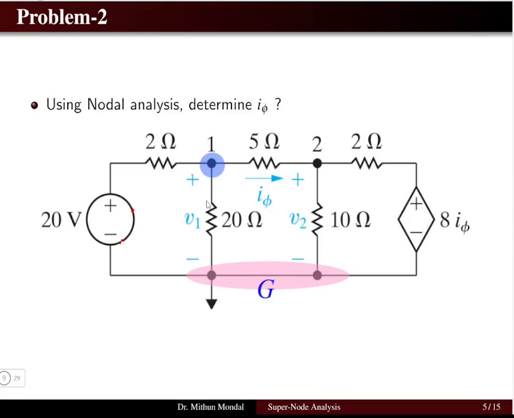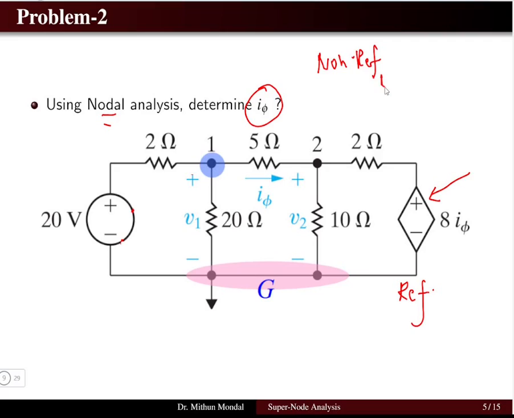Let us discuss the second problem. In the second problem, we have to obtain the value of I phi similarly to the previous case. But here in the network, the dependent voltage source is connected with the ground or the reference node. We know that for supernode analysis, the dependent source has to be connected between two non-reference nodes. So there should be two non-reference nodes.